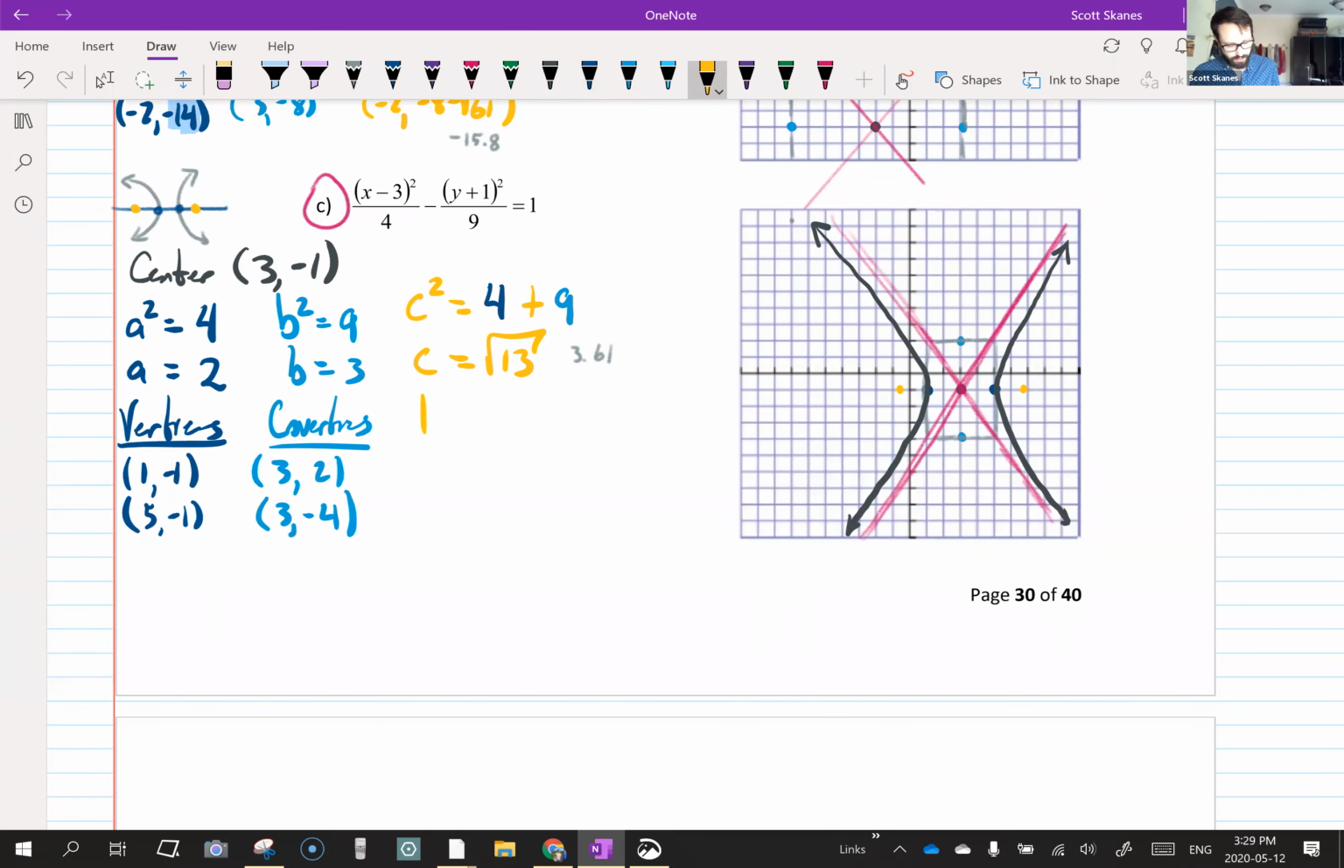Okay, my foci. It is also related to the center. I need to add 3.61 to 3. 3 plus 3.61 is 6.61 and -1. Take away 3.61 from 3. 3 minus 3.61 is -0.61 and -1. You might want to check those. I don't know how confident I am.